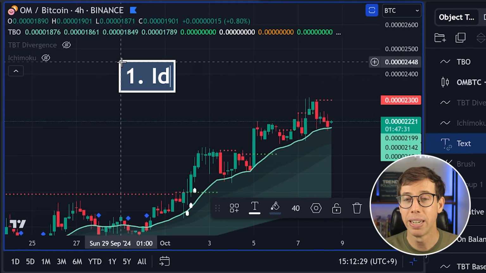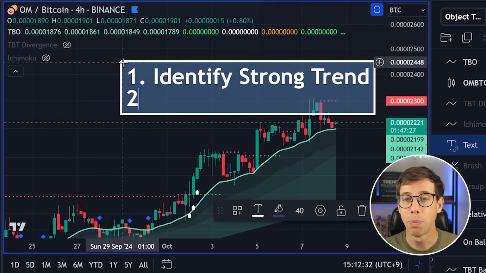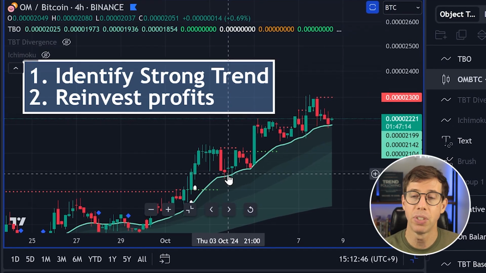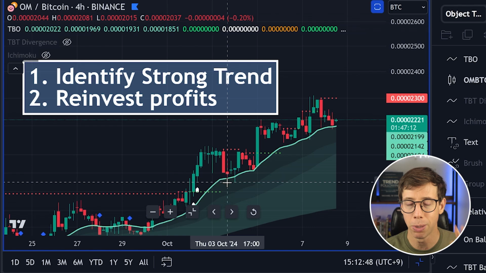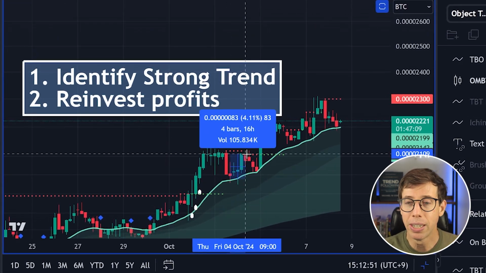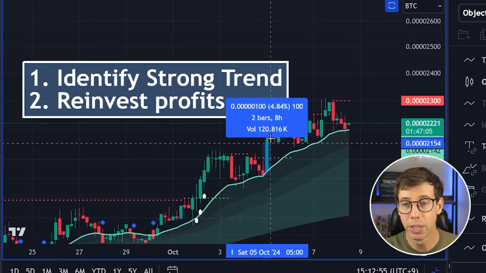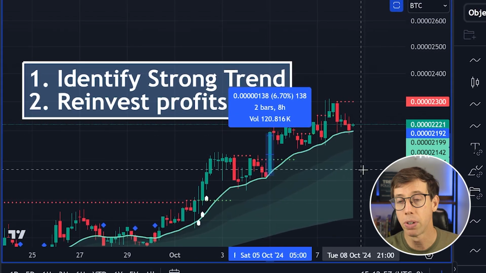Step 1 is identify a strong trend. Step 2 is reinvest profits. Now, this one is something that a lot of people have a harder time with, but this is actually how you grow your account, especially with trend trading. Think about it. If I use the same amount of $10, I know it's Bitcoin, but just bear with me, and I'm going to make 10%. So I'm making $1 every single time. So my $10 becomes 11. And now I'm going to put that $11 in and make 10% over and over and over. And by doing so, I'm going to eventually plateau.